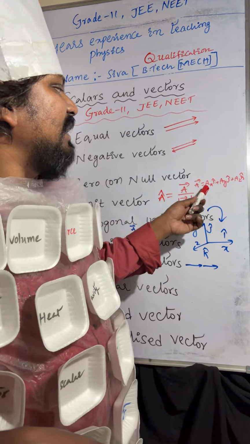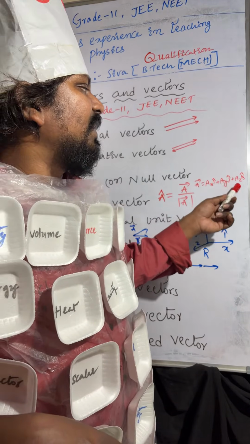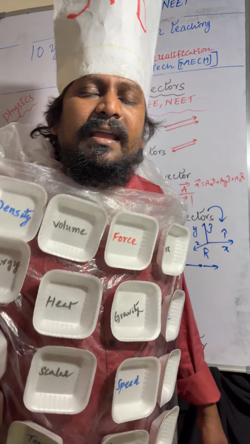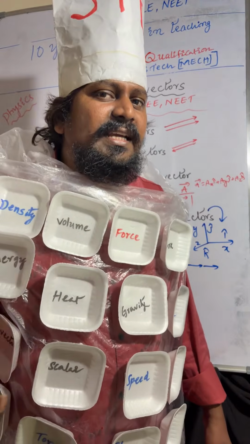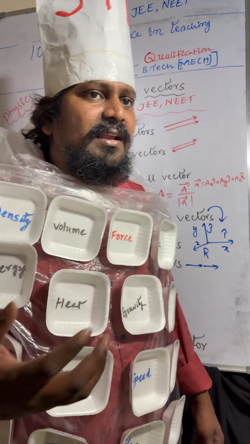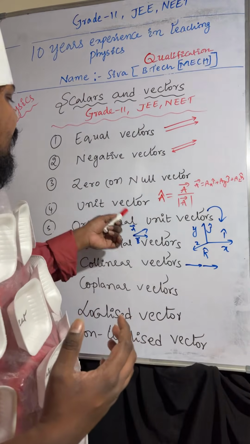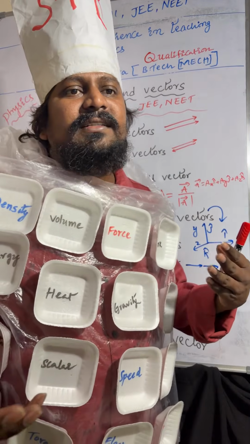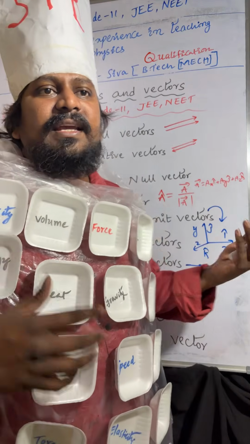So a bar is ax i cap, ay j cap, az k cap. Instead of that we can take 2i cap, 3j cap, 4k cap. I will explain how to find the unit vector with a few examples, two or more examples.